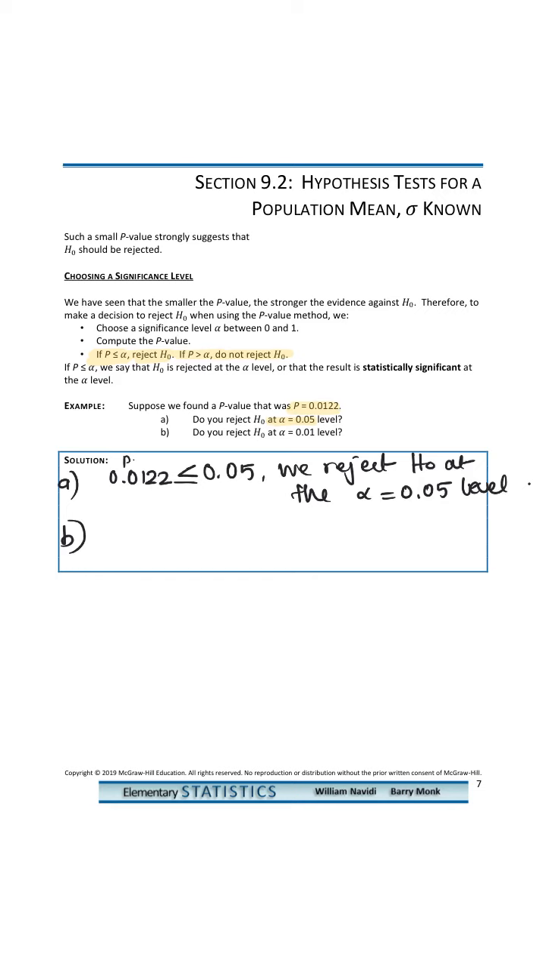Part b: do you reject at alpha equal 0.01? So here p is greater than 0.01, right? So we do not reject the null hypothesis at this level.